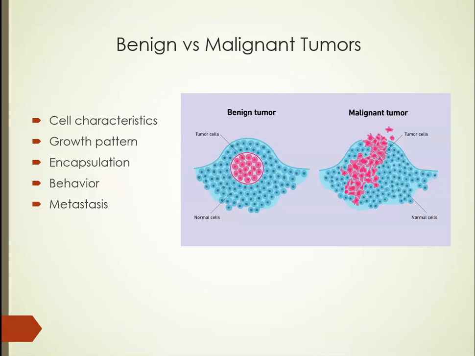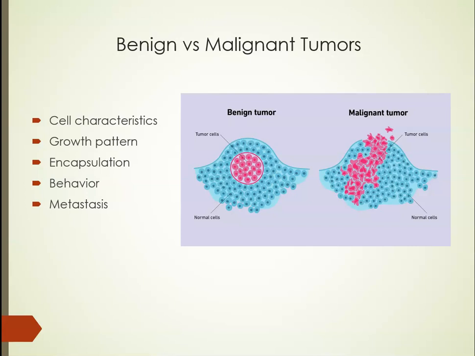For metastasis, benign tumors, as we mentioned, do not spread, they do not metastasize, and they do not spread to other areas. But malignant tumors do spread, and that is one of the hallmarks of their cancerous nature, that they can spread to other areas. They break off from their original primary site. They may travel in the bloodstream or through the lymphatic system and establish a second tumor in a distant organ.